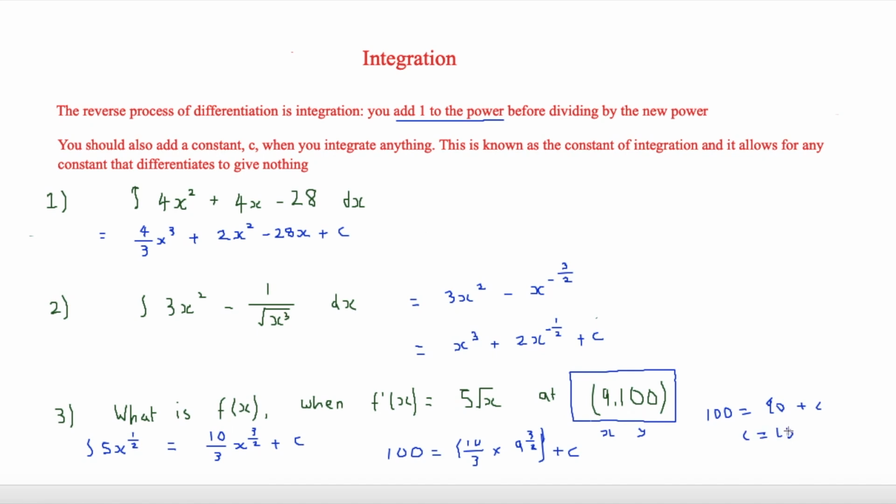So therefore, you know that that is equal to, if you're looking back at the original one here, it's exactly the same as that, but we could just add 10 for c, so 10 over 3 x to the 3 over 2 plus 10. And that is your final answer for that one there, where you can work out c.